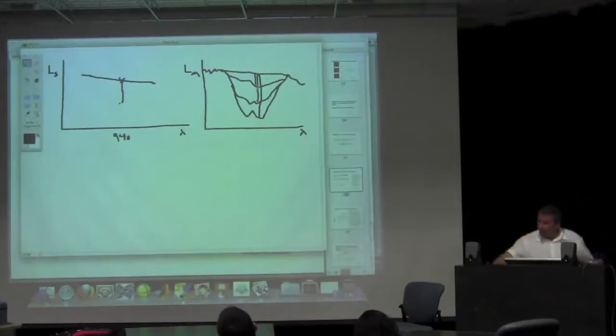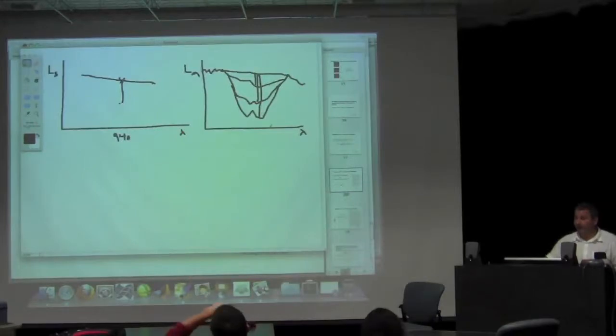If everything is working well, the same thing will hold true in other water absorption lines throughout the spectrum. That's not sitting well with you.